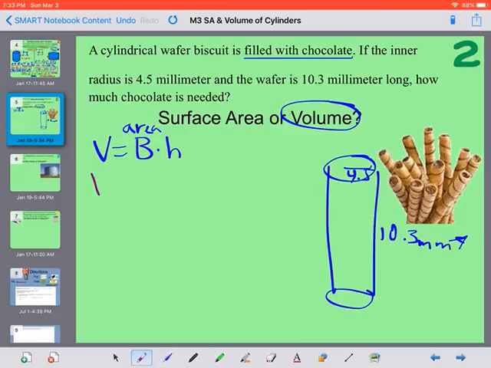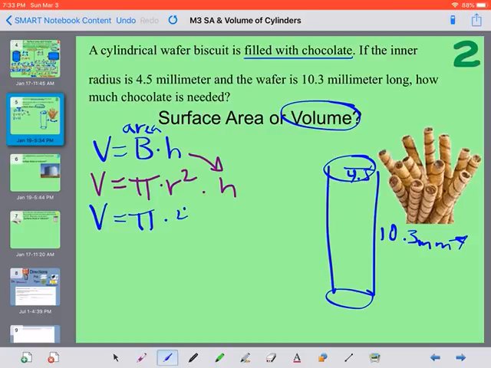So the area of the base is a circle, which is pi times radius squared, and then times our height. So again, pi times our radius, which is 4.5 to the power of 2, times the height, which is 10.3. I'm going to plug this in, 4.5 squared first, because I don't have a fancy calculator. 4.5, and then times pi, 3.14, and times 10.3.